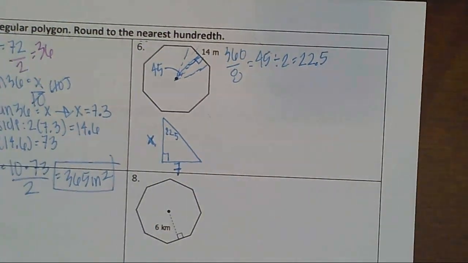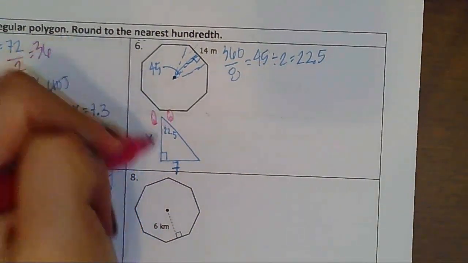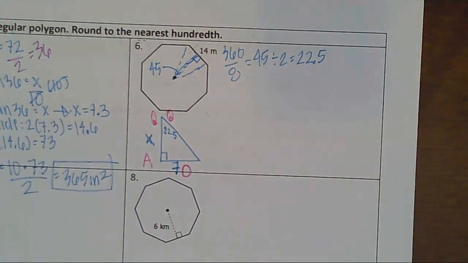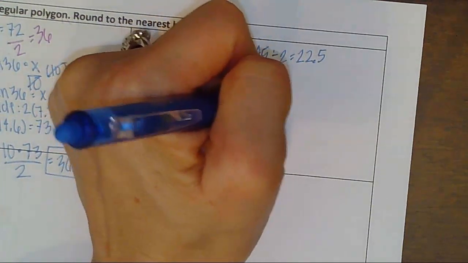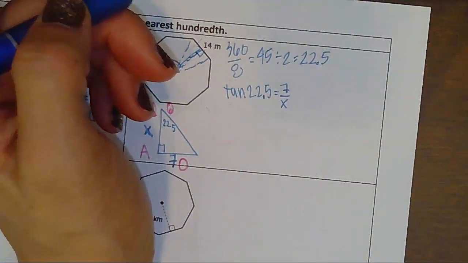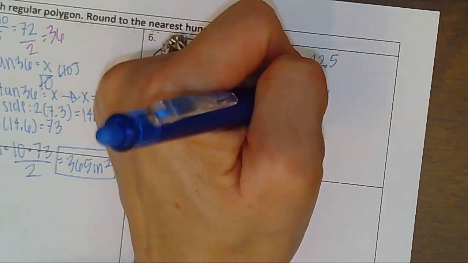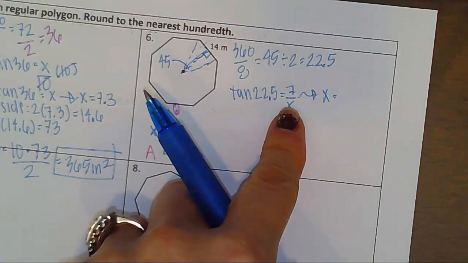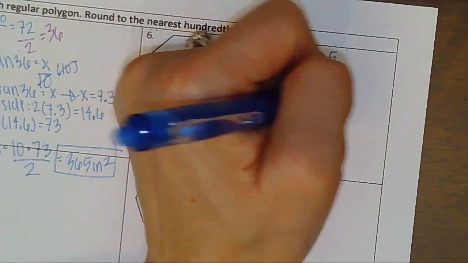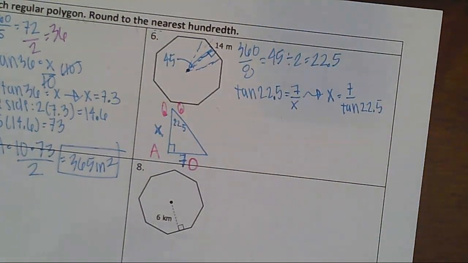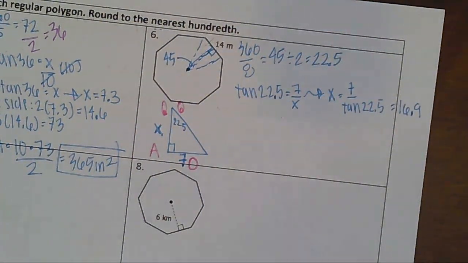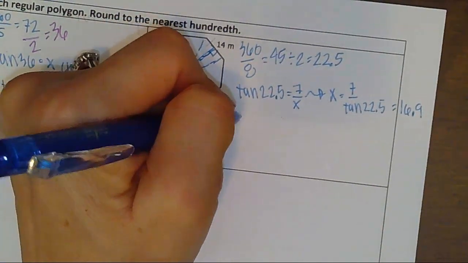Okay, so I'm going to put googly eyes on. This is my opposite. This is my adjacent. Oh, so I've got tangent again. And I'm going to do tangent 22.5 equals 7 over x. Well, I know when x is on the bottom, they simply switch places. So I have x equals 7 over tangent 22.5, which is equal to 16.9. So I now know my apothem is 16.9.